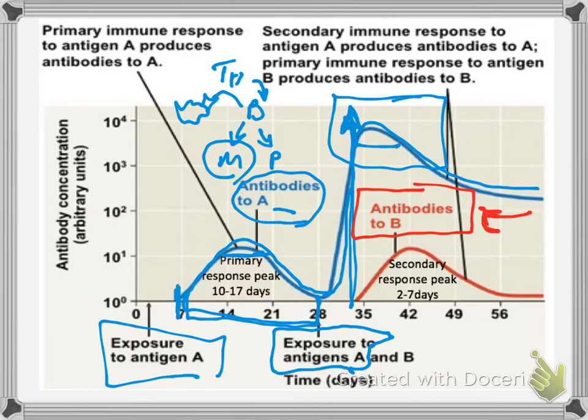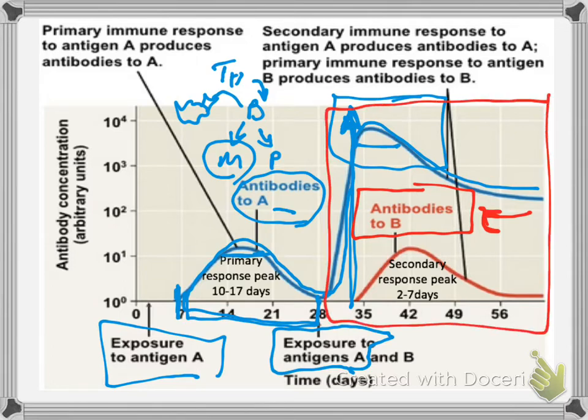But if you are exposed to another infection, while you might even be responding to a secondary reaction here, you're going to go through the primary immune response for another illness, right? So if you get, let's say, flu, your body is going to mount the primary response for antigen B.